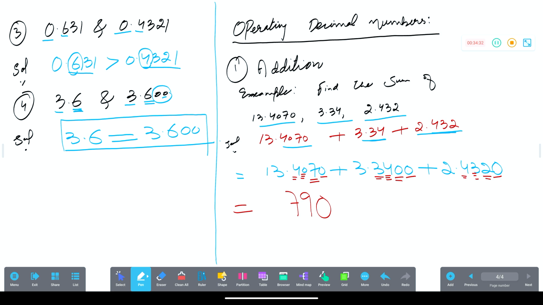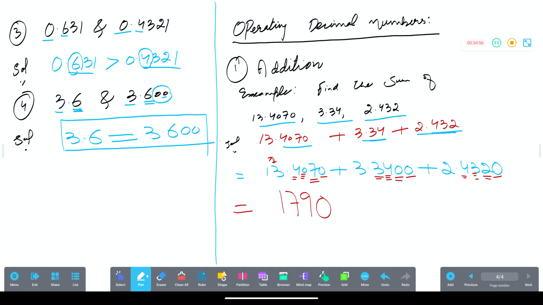It will be 4 plus 3, 7 plus 4. 7 plus 4 is 11. So 1 will be here. Now 1 will get carried to the whole part. If there is a carry from tenths, it will get carried to the whole part. 1 will be carried here. Now the tens place is before the decimal point. 3 carry 1, 4. 4 plus 3.